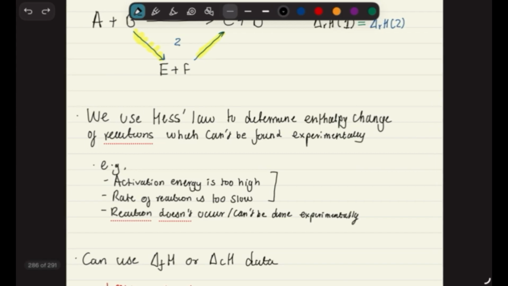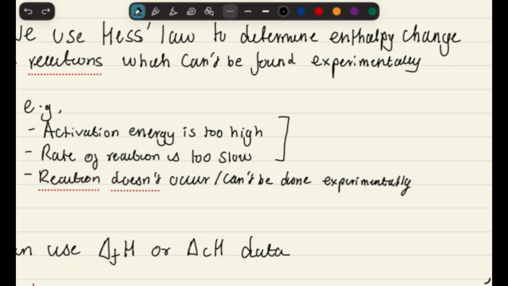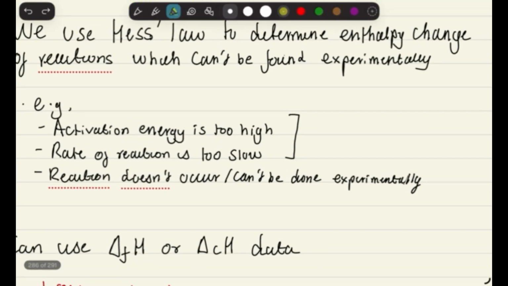So we've already done a video that describes calorimetry. That's your experimental methods to find the enthalpy change. But we use Hess's law when that's not possible. Why might that not be possible? Well, your big 2 are going to be these ones in the bracket that I've highlighted: activation energy being too high, rate of reaction being too slow. Those are the ones that you're going to want to say the most in the exam.